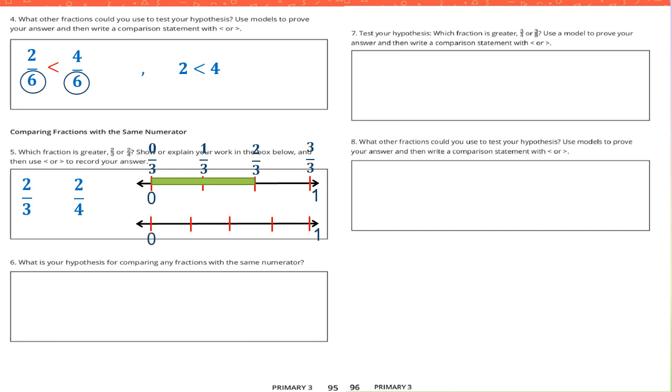Now we divide this number line into 4 equal parts. So label each dash by the denominator 4: 0 over 4, 1 over 4, 2 over 4, and so on. Let's locate 2 over 4, starting from 0 to 2 over 4. Which is bigger, the distance or the location of 2/3 or the location of 2/4? Look at the number lines.